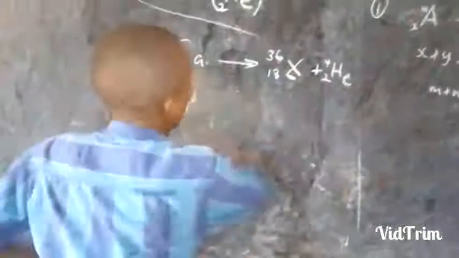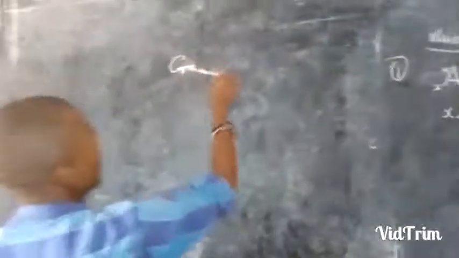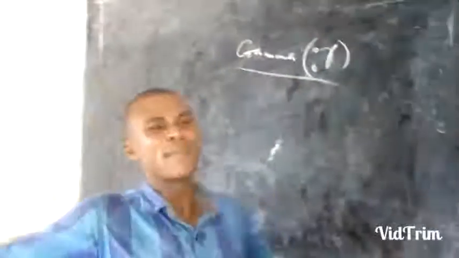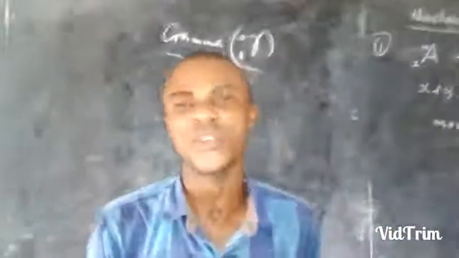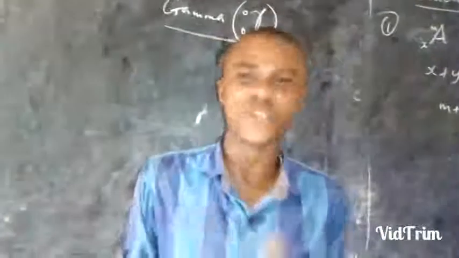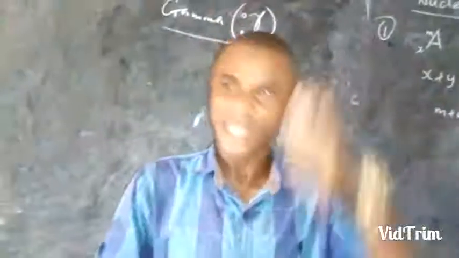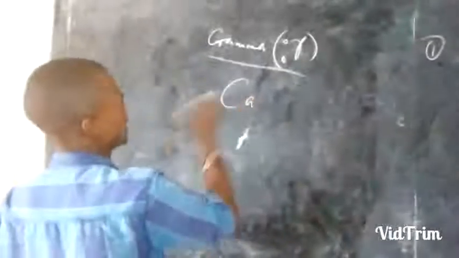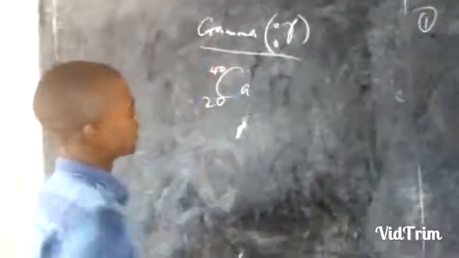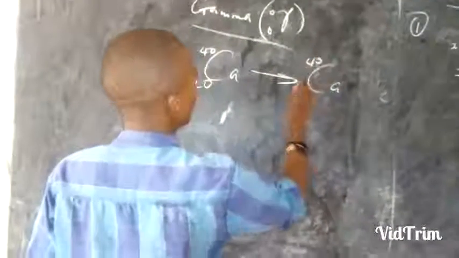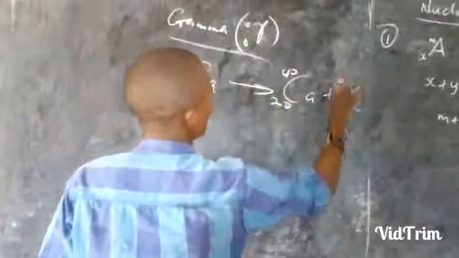Now you go to the gamma particle, gamma. The gamma is represented by this, meaning anytime the element undergoes gamma radiation, both the mass number and the atomic number remain the same. What do we mean by that? If the same calcium, 40, 20, undergoes gamma radiation, we are going to have the same thing, 40, 20, plus the symbol for gamma, 0, 0.